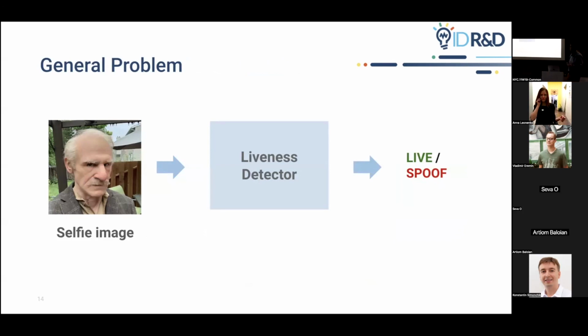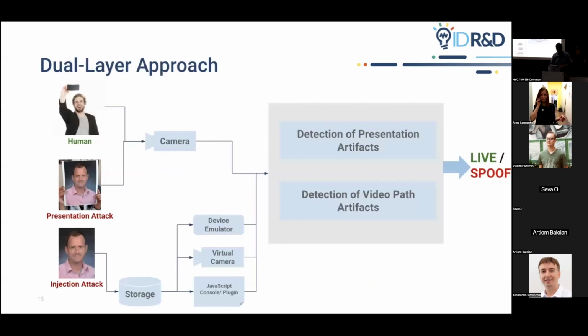From the machine learning point of view, for our team, this task looks like a classical computer vision task, taking a selfie image and providing some procedures around classification. And this is a binary problem. Live or spoof is the output of this system. So image on the input and binary decision on the output. And now I'd like to share the so-called dual layer approach that we implemented for these purposes.